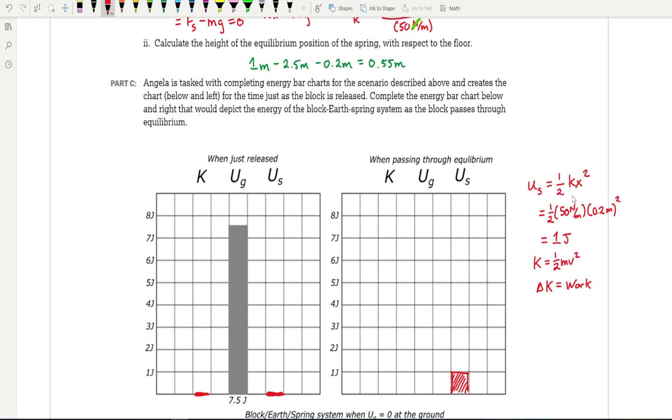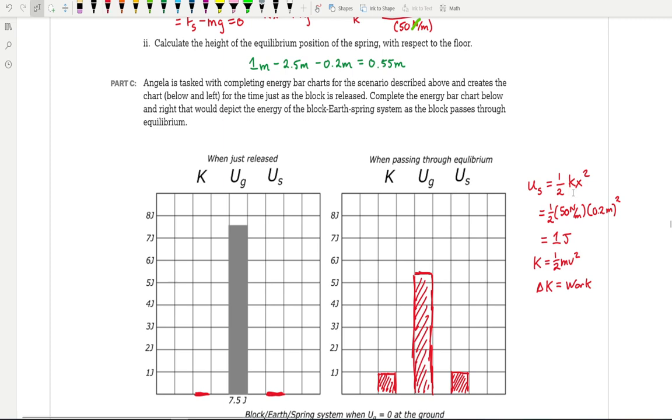So there's going to be 1 joule of kinetic energy right here. And if there's 1 joule of kinetic energy and 1 joule of spring potential energy, then we just have to take away that 7.5. So 7.5 minus 2 joules is going to come out to be 5.5 joules of gravitational potential energy. So I'm going to go ahead and just make this bar. Let's go ahead and fill it in. And that's going to be what the chart looks like whenever you're passing through the equilibrium position.